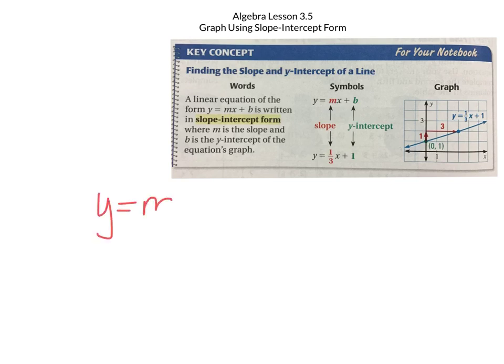Y equals mx plus b. Exactly. Y equals mx plus b. You see in the key concept, it goes over it. Remember that m stands for slope, and b stands for the y-intercept.